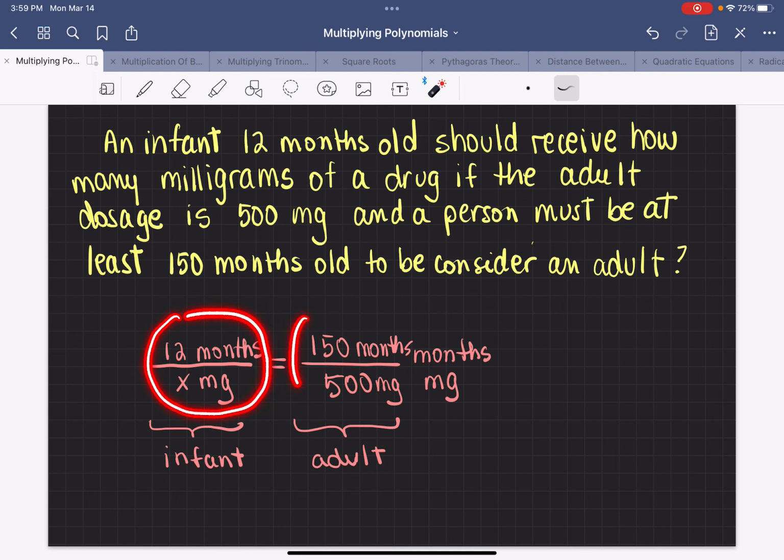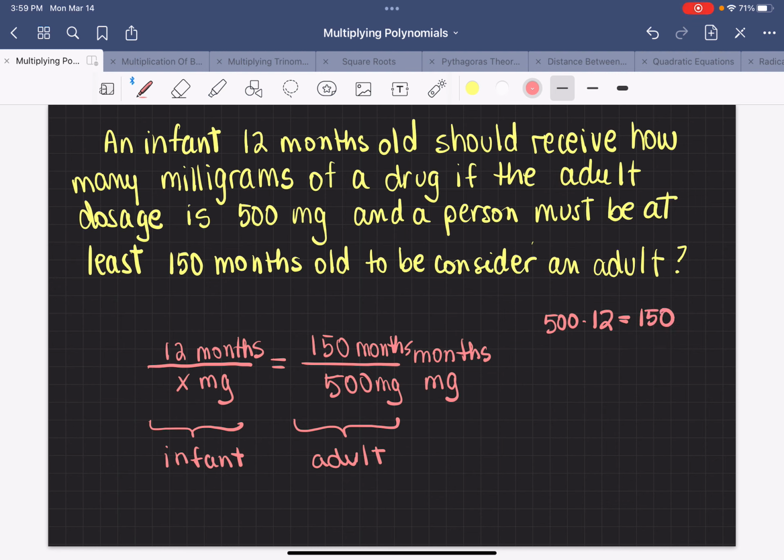Okay, so now I have a proportion. This is a fraction equal to another fraction. So this is a proportion, so this means I can do cross multiplication. I'm going to multiply x times 150 and 500 times 12, and that multiplication should be equal. So 500 times 12 should be equal to 150 times x. Now, in order to solve for x, I need to get rid of 150, which is multiplying the x, so I'm going to divide both sides by 150.